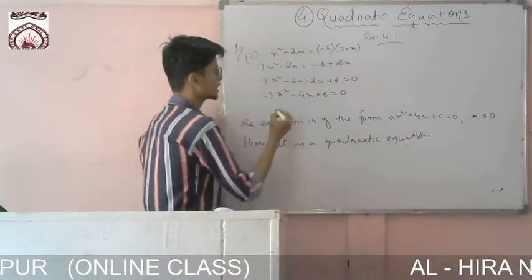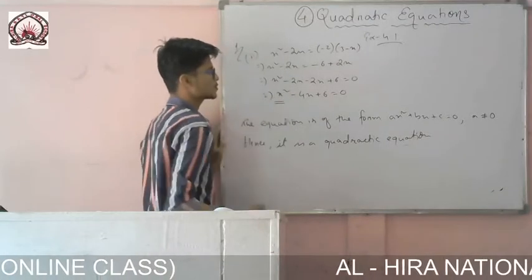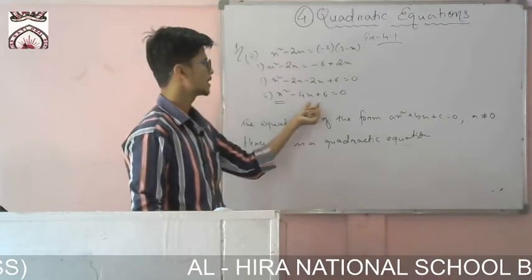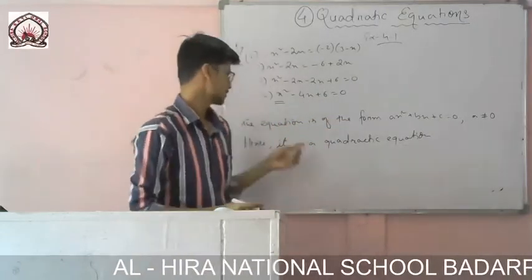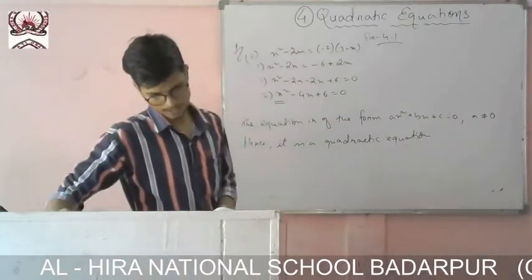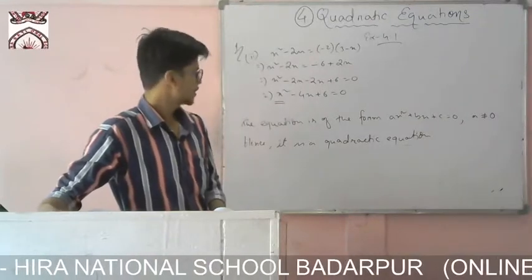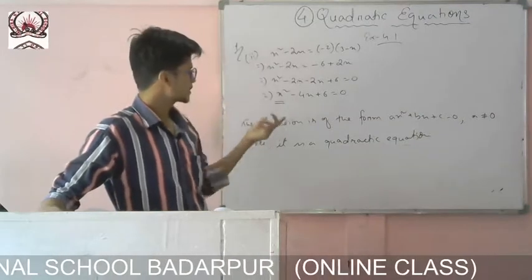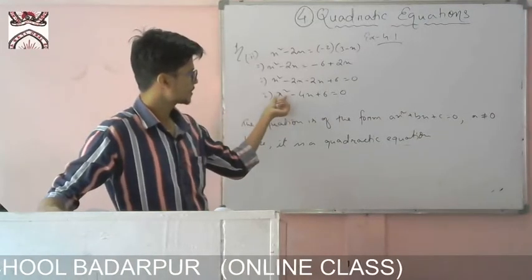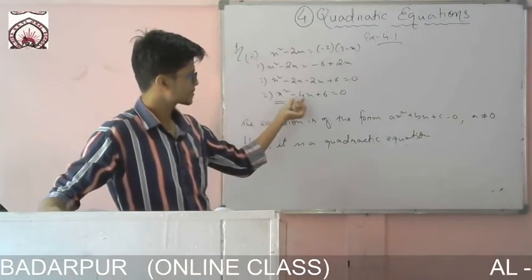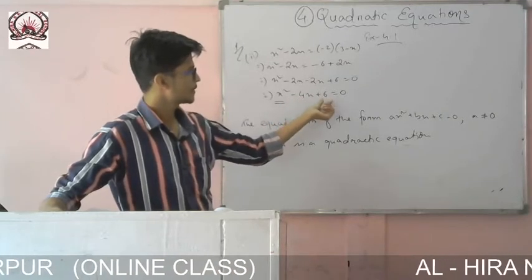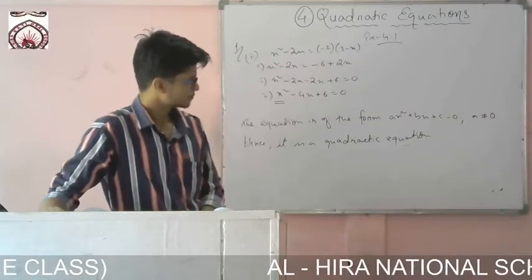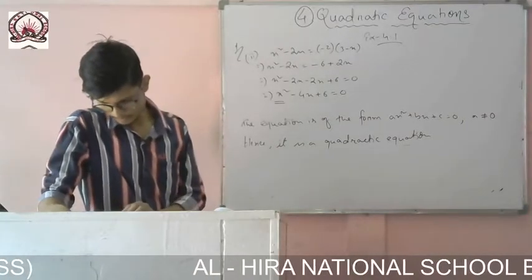Yes, it is a quadratic equation. ax square, a here is 1, plus bx, b is minus 4 here, plus c equals to 0. So the equation is of the form ax square plus bx plus c equals to 0. So hence it is a quadratic equation. Okay. So nothing, just you have to check. Now let us move to the third one.